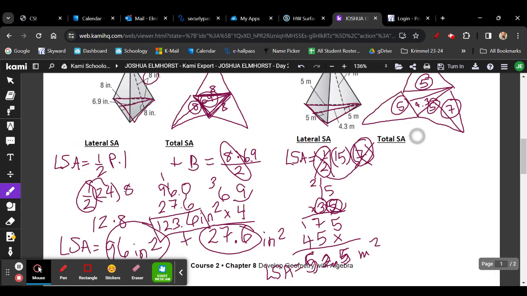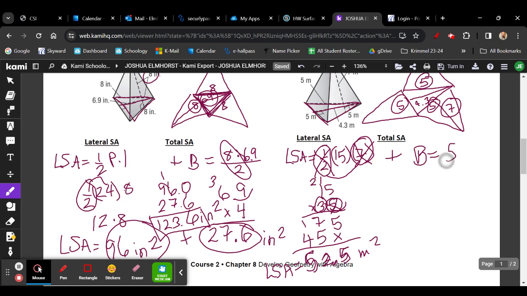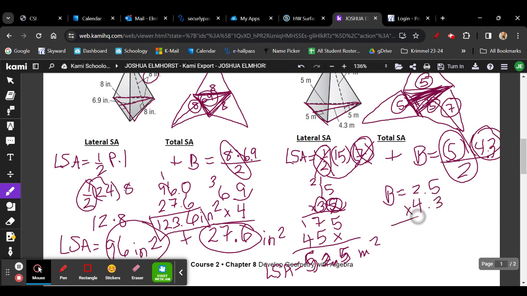Now we need to find the area of the base and then add that to get the total surface area. So we got 5 times 4.3. So we're looking at this shape right here. And that's going to be 5 by 4.3. And it's a triangle, so we'll divide that by 2. Base area is going to be equal to 5 divided by 2 is 2.5 times 4.3. 3 times 5 is 15. 3 times 2 is 6, plus 1 is 7.